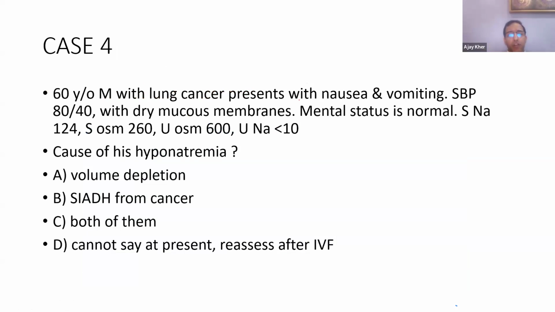Blood pressure is 80/40 with dry mucous membranes. Serum sodium is 124, serum osmolarity is 260, urine osmolarity is 600, and urine sodium is less than 10. So what's the cause of his hyponatremia? Volume depletion, the cancer and SIADH, both of them, or cannot say, and will reassess after IV fluids.